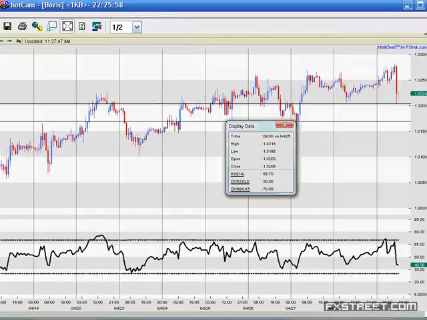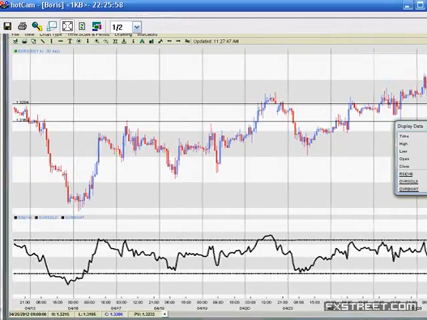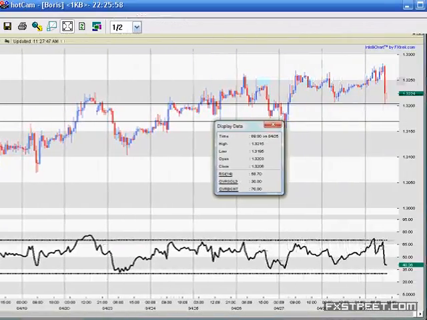Okay, you guys see the euro dollar, the pound dollar? Yeah, okay. I didn't know if you guys could see my screen. Okay. So we're going to look at some charts that I traded.